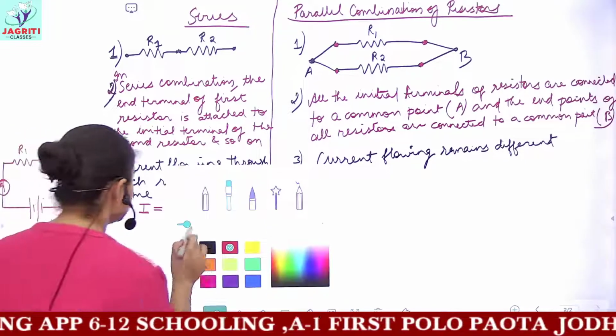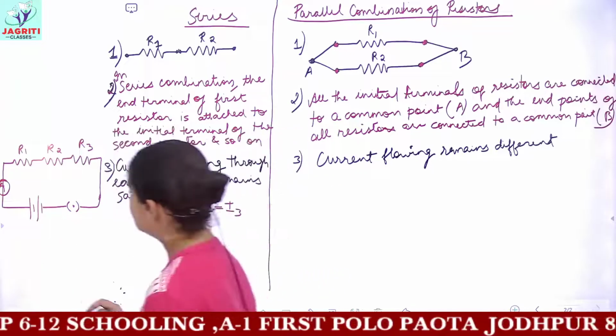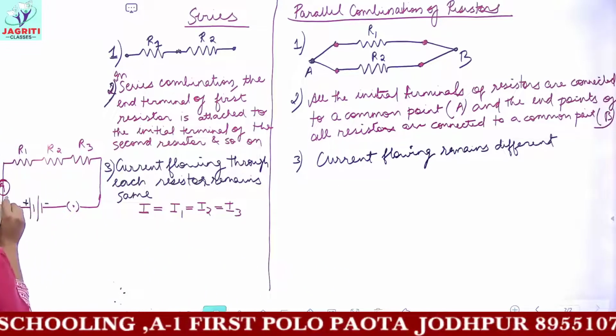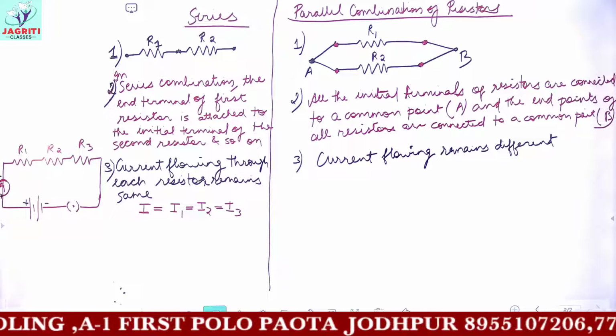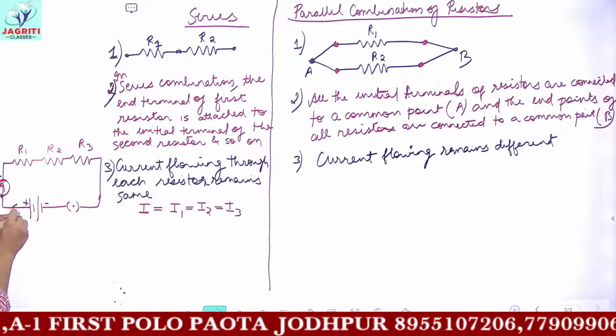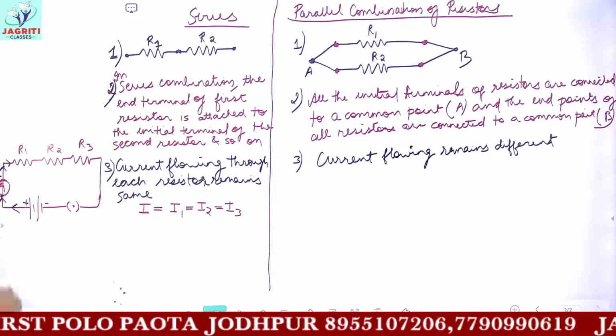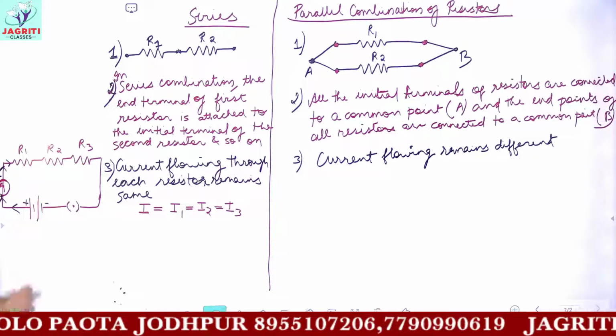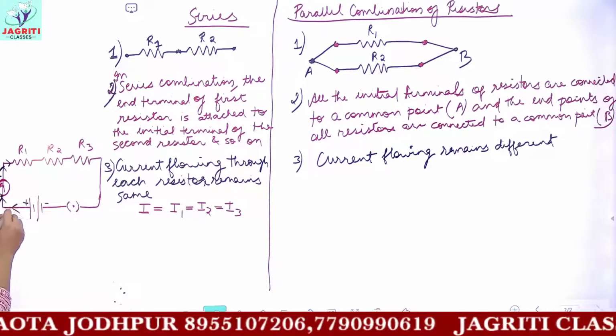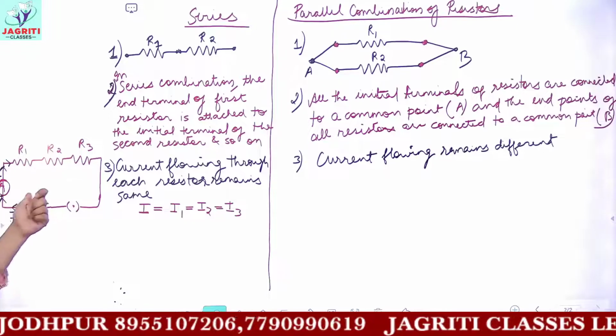And now if you see, this is the positive terminal of the battery, this is the negative. The ammeter also has a positive and negative terminal. So current will flow from the positive terminal to the negative terminal. So what is the flow of current actually? This arrow shows the direction of current.